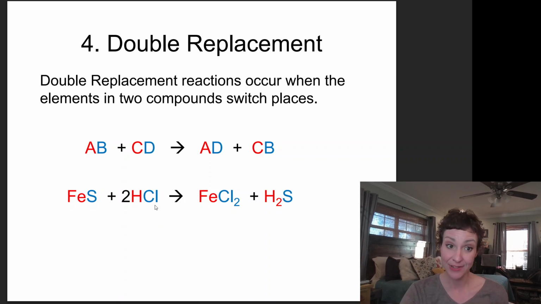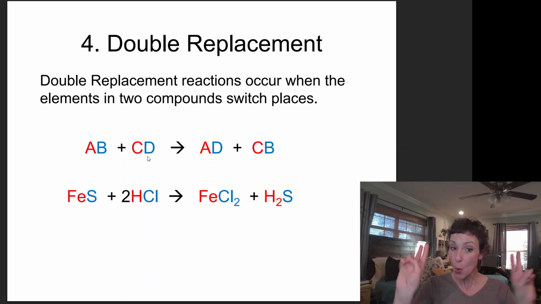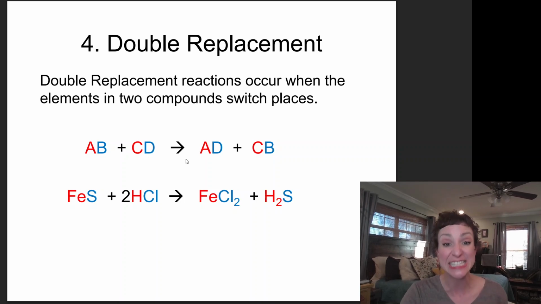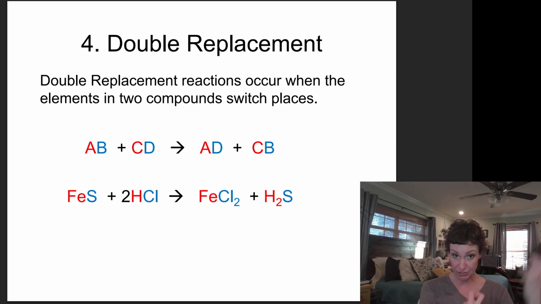So A and B is a couple between a guy metal and a girl nonmetal. C and D is a couple between a different guy metal and a girl nonmetal. And they are swapping partners, but what I want you to notice is the way that they swap partners, I still must have a metal and a nonmetal. A metal and a nonmetal. I will not do a swap where you have two nonmetals and two metals, okay? You always must have an ionic compound, okay?